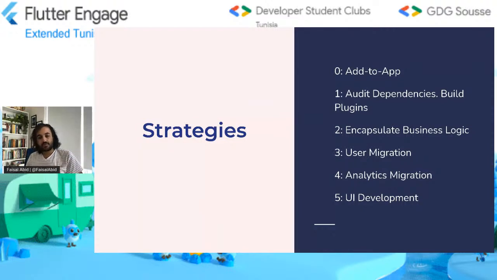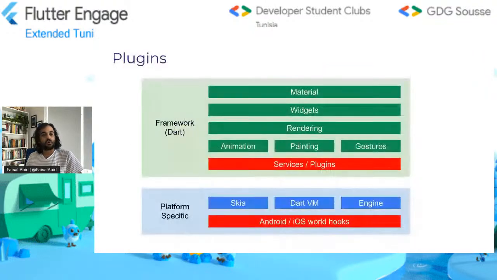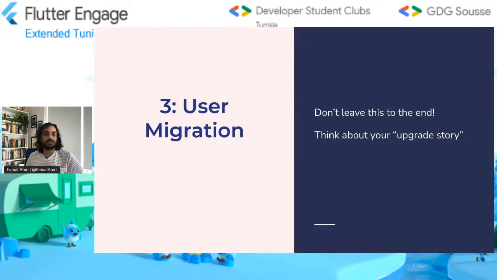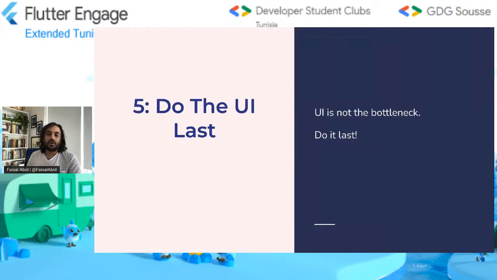So by the time you go through all these steps, right, you're writing plugins, your business logic, you're doing all this, when you get to five, there's a whole new fresh coat of paint on your app. And you're able to take that and start doing UI development.